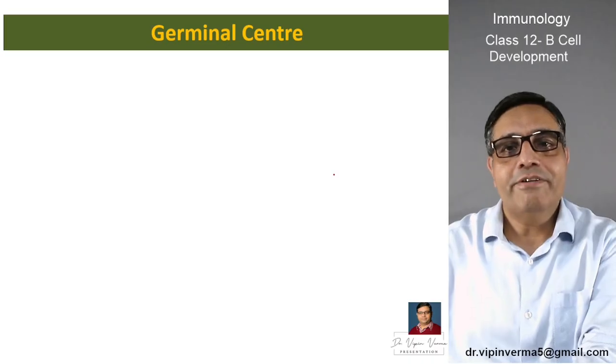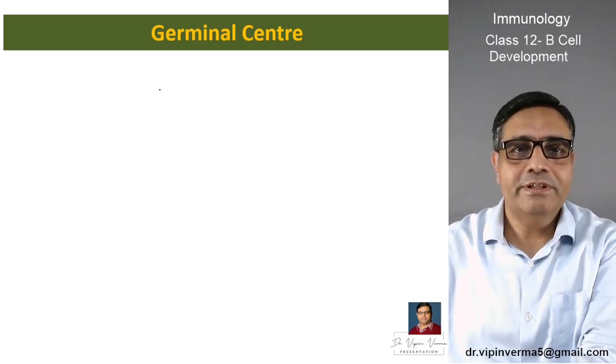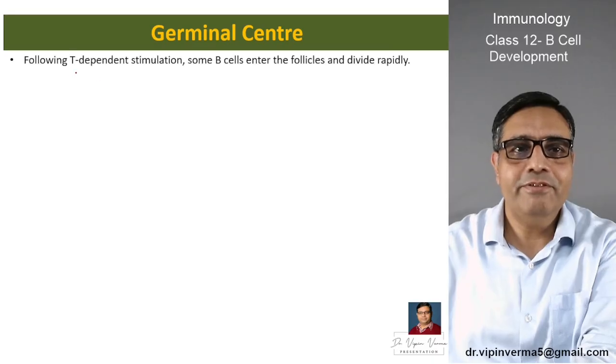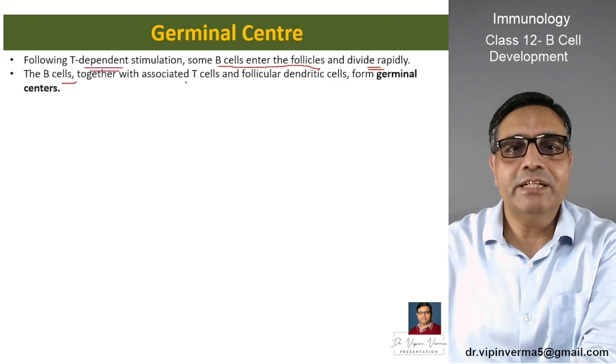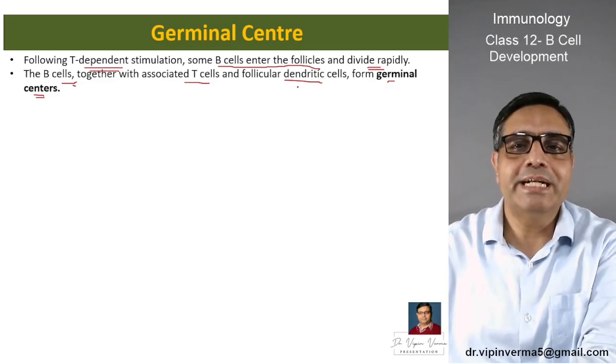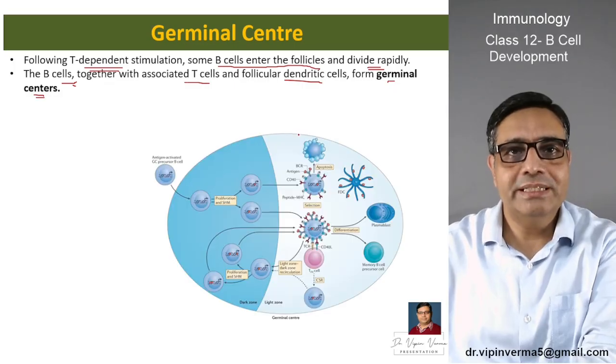Now germinal center, you have heard this name so many times during today's class. So what is it basically? If we see following T dependent stimulation, we are talking about the first kind of stimulation, which is T dependent stimulation, some B cells enter the follicles and divide rapidly. The B cells, together with associated T cells and follicular dendritic cells, form the germinal centers. So here we have the B cells, plus T cells, plus follicular dendritic cells, and they form a special center which we call a germinal center. So here you can see how a germinal center looks.